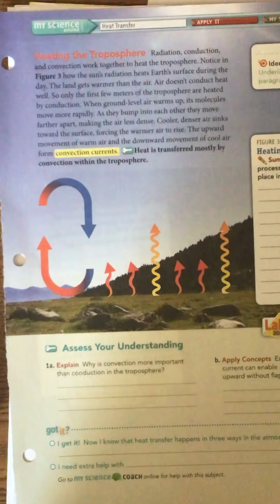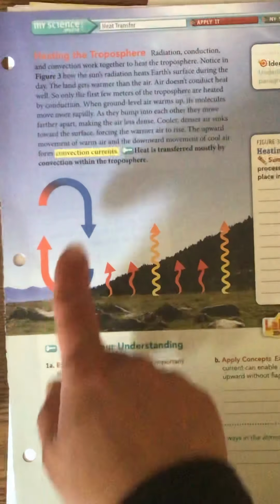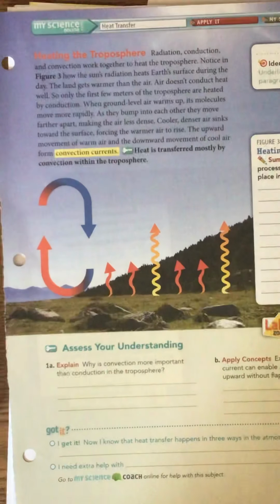When ground-level air warms up, its molecules move more rapidly. As they bump into each other, they move farther apart, making the air less dense. Cooler, denser air sinks toward the surface, forcing the warmer air to rise up. The upward movement of warm air and downward movement of cool air forms convection currents. So they kind of roll themselves, just like in this picture right here. Heat is transferred mostly by convection in the troposphere.